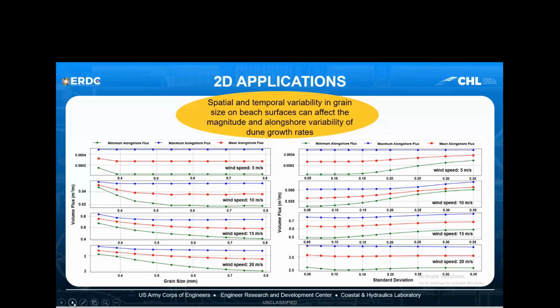So it was interesting to see that the spatial and temporal variability in the grain size does have an effect on the magnitude and alongshore variability of the dune growth rates when you're looking at these constant wind speeds in the cross-shore direction.